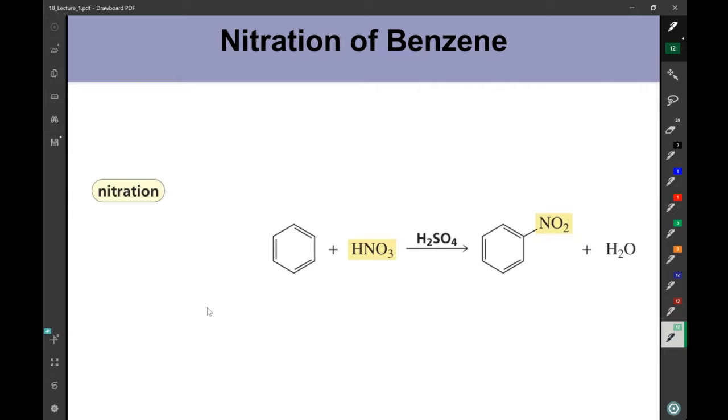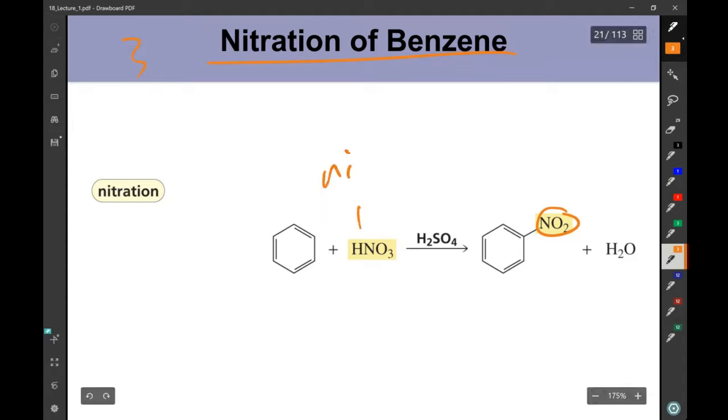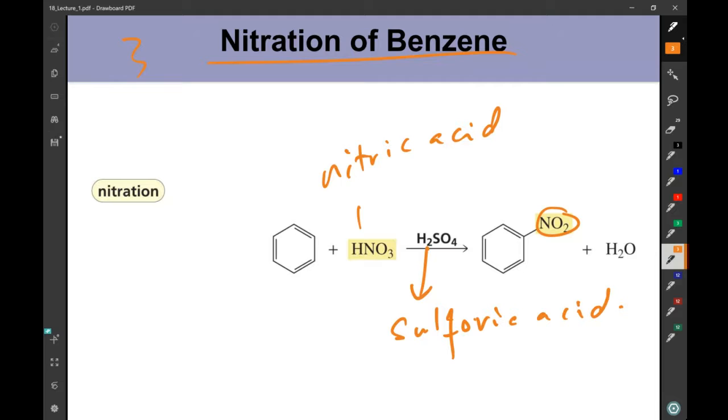Next reaction we'll be talking about. This is reaction number 3. Reaction number 3 is the nitration of benzene. So nitration of benzene is adding an NO2 group to the benzene ring. And in order to add the NO2 group to the benzene ring, you need 2 reagents. You need nitric acid mixed with sulfuric acid. Those are the 2 acids you need in order to create a nitration.